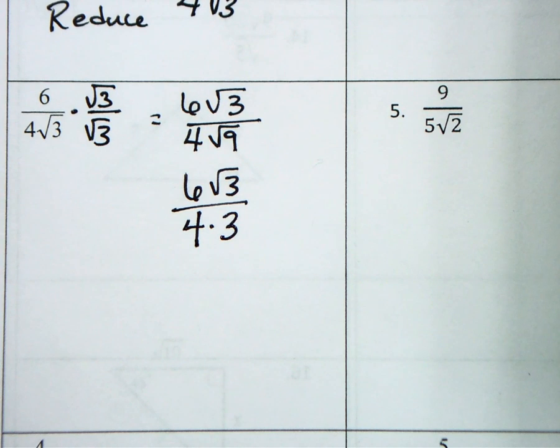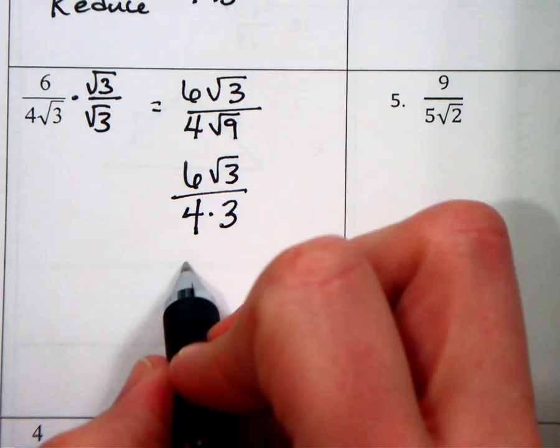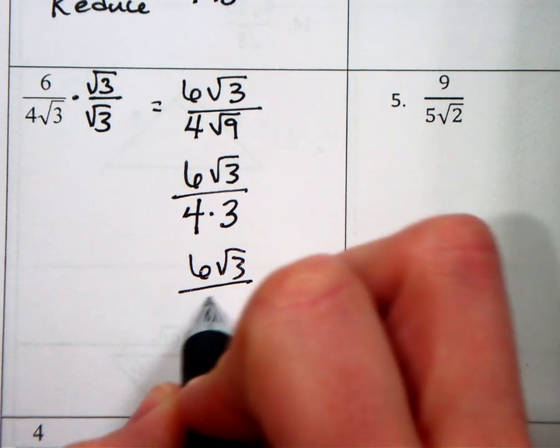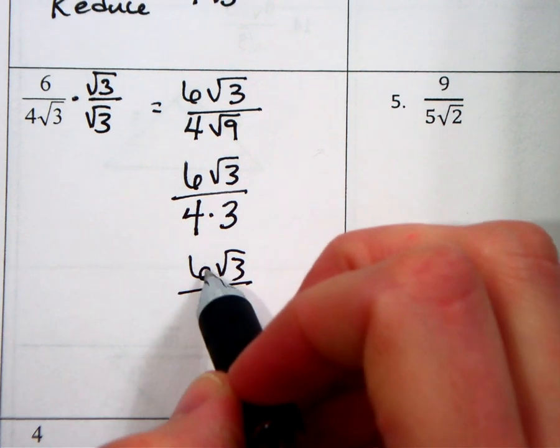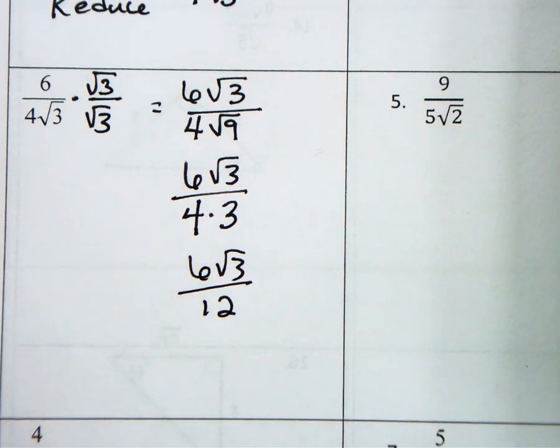So if there's a 12 on the bottom, should I reduce? Yes. So I should reduce this 6 and the 12 to be 1 over 2. Okay, so you can still reduce if the two numbers on the outside can and should be reduced. Good. So you don't want to reduce before you do it at all, though? You could. You could get 3 over 2 radical 3.